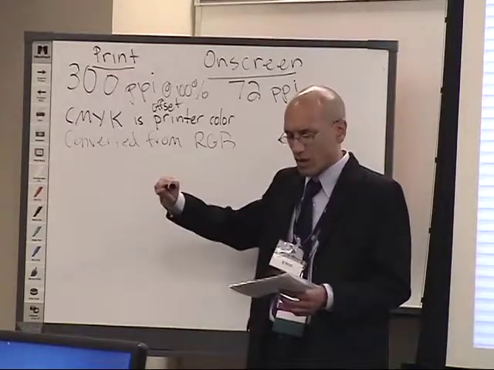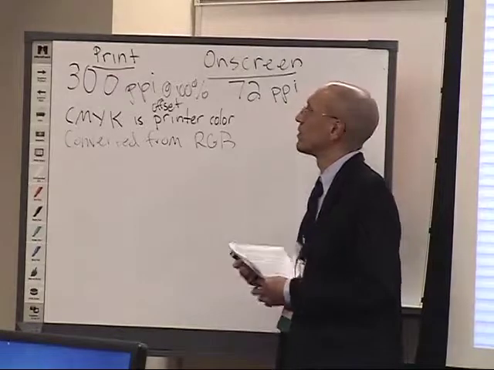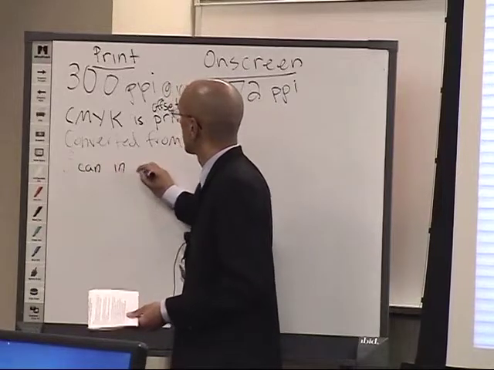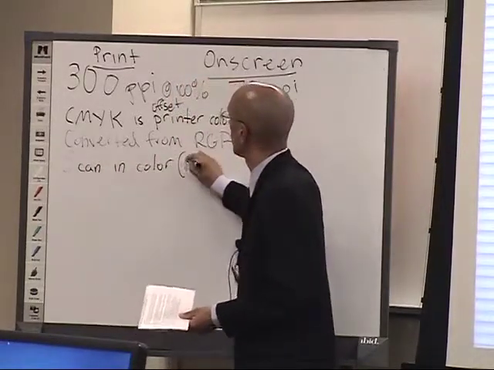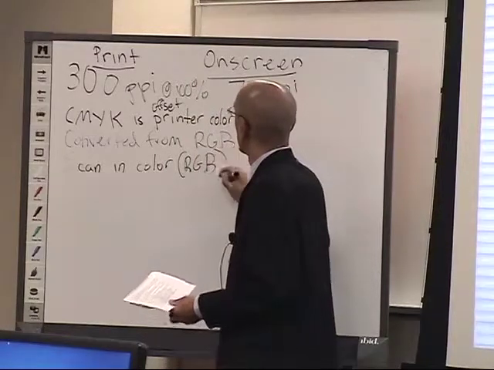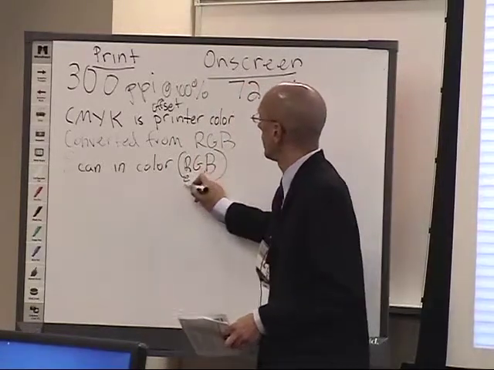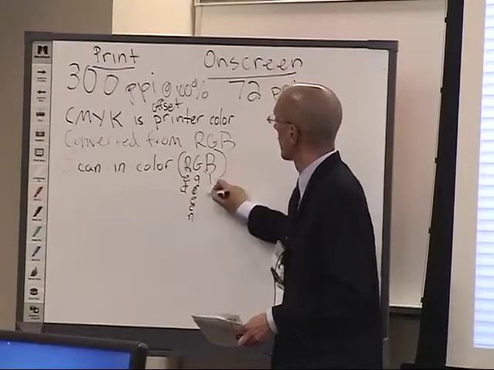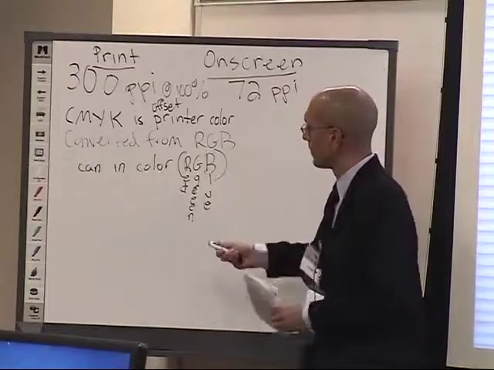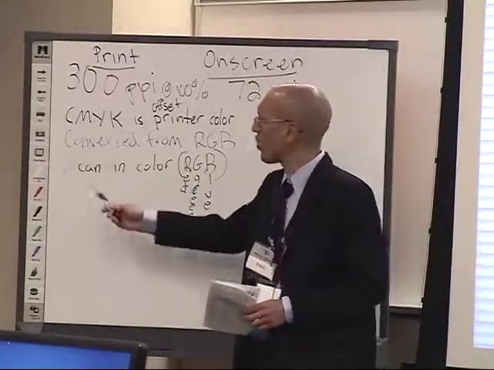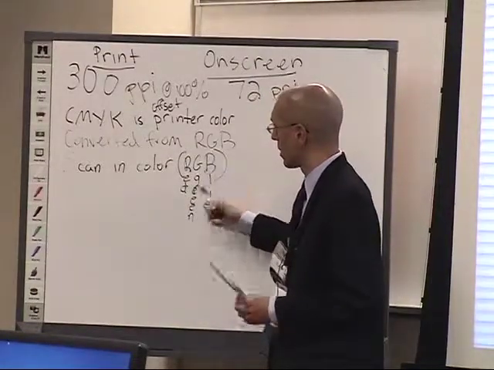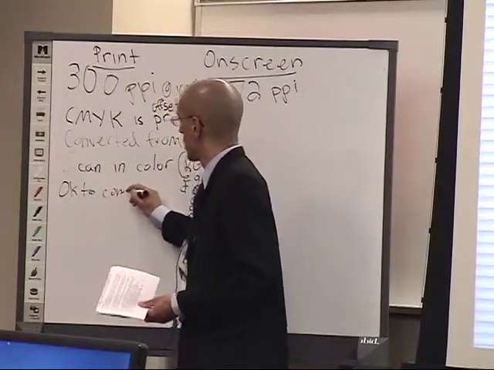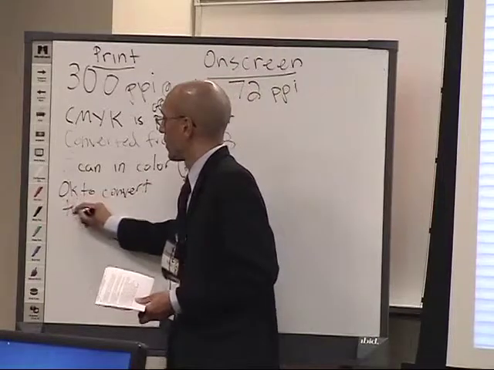If you have color scans of black and white, remember what I said? Scan in color. And I'll put RGB in parentheses since we're talking technical. And that stands for red, green, blue. All right? If you need it to be grayscale or black and white, it's okay to convert it from this to grayscale.